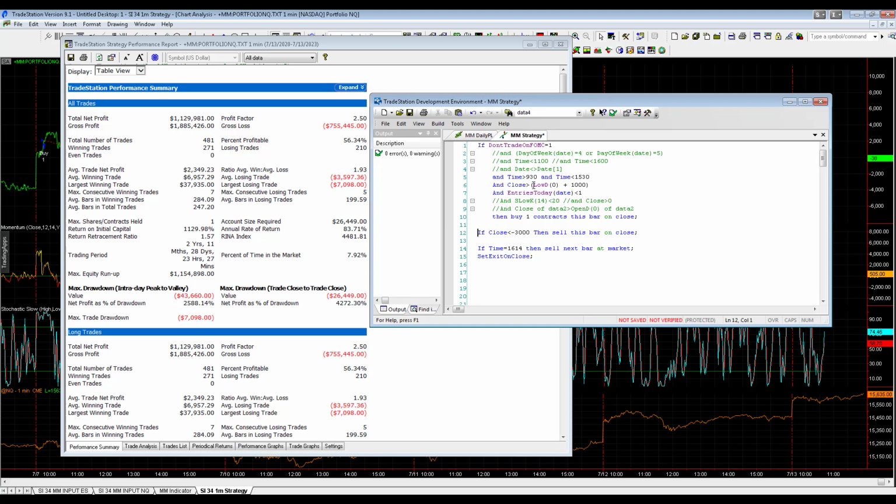This wouldn't really work in this case, because what if you got in, the close was minus 7,000 and you got in at minus 6,000, then the very next bar it would get out. So if the close is less than the entry price minus 3,000, then sell this bar on close. And so that would be the way to do a stop loss in that case. And so let's see how this backtests. Let's see if it even backtests accurately.